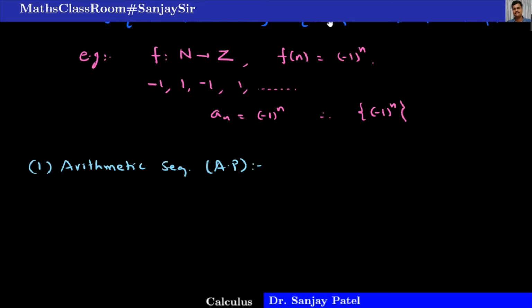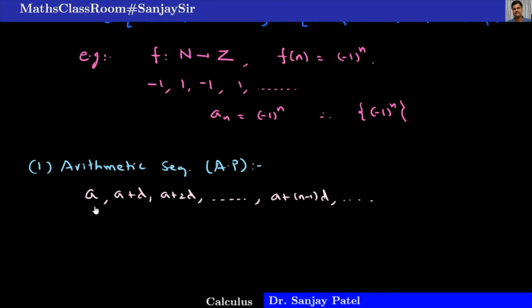And if the first term of the arithmetic sequence is a and there is a common difference, say the difference between two consecutive terms is d, then we can write that arithmetic sequence as a, a plus d, a plus 2d, and so on, a plus (n minus 1) into d, and so on. So this type of sequence is called arithmetic sequence.